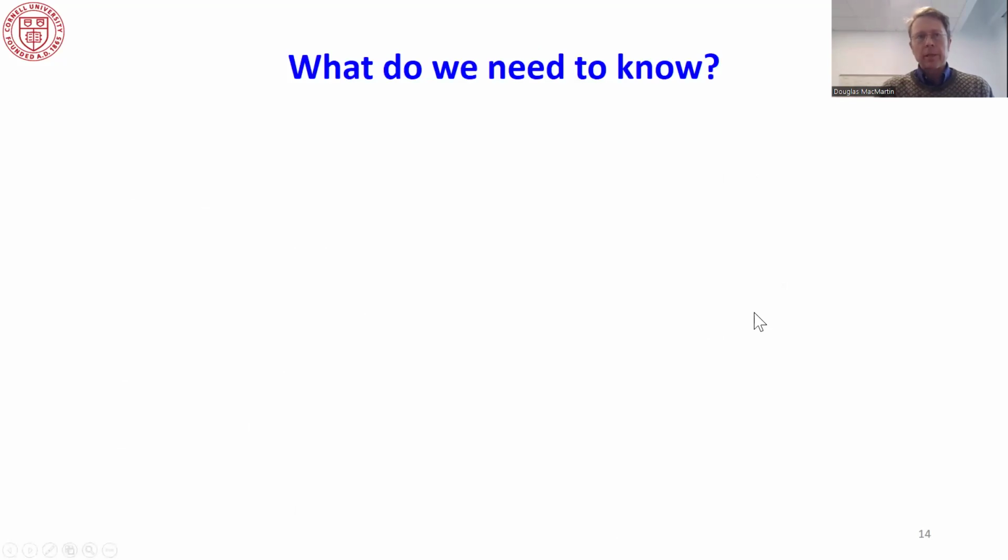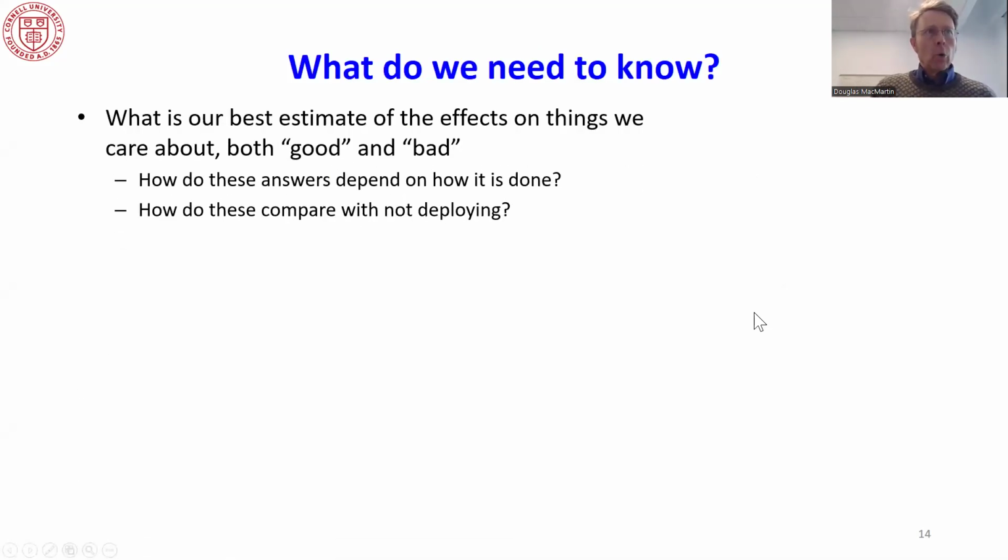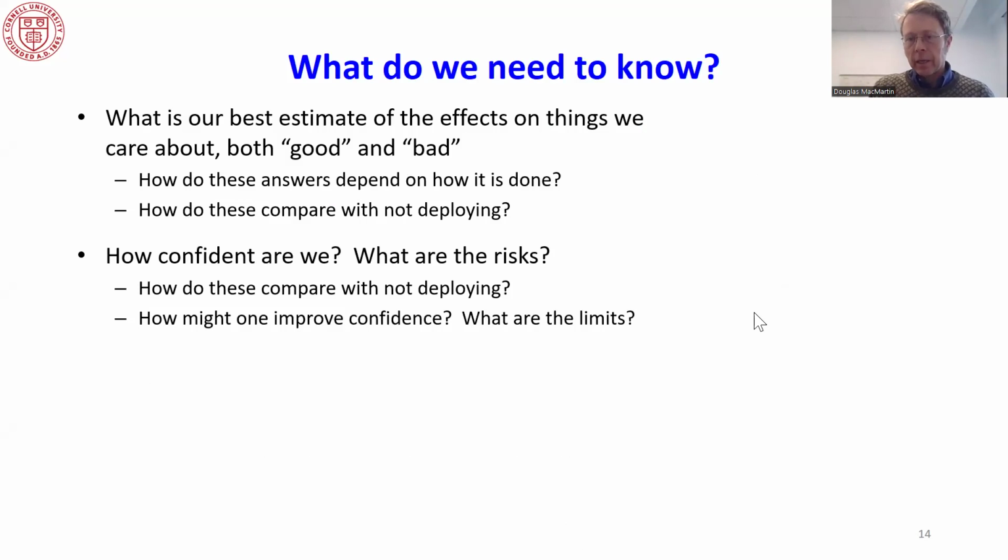So if you are a policymaker, what do you want to know? You want to know what would happen to everything we care about. How do those answers depend on how it's done, like latitudes of injection and how much cooling, and how do those compare with not deploying? Same thing on uncertainty, and I think here uncertainty is a bigger deal in a way than it is with climate change. With climate change, we've got to cut emissions. Even if our models are off by some amount, we have to cut emissions. Whereas here, there's a little bit more of a question of maybe there are some realizations of uncertainty where you would choose to deploy and other realizations where you would not. So that's a big question.